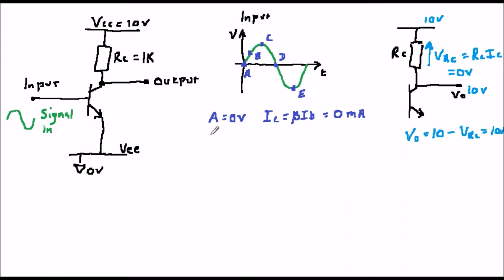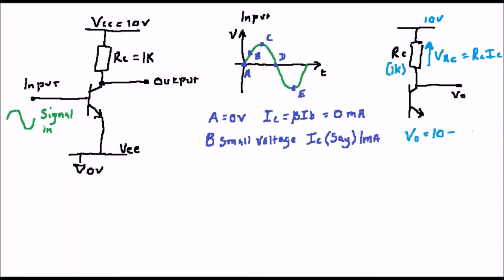Next we have a situation at point B on the input sine wave shown. Now we have a voltage, which means that the input base current is not equal to 0. And that means that IC is also not equal to 0. Let's say, just for the sake of example, that this results in a collector current of 1 milliamp. The result of this is shown on the screen. As you can see, this results in an output voltage of 9 volts.